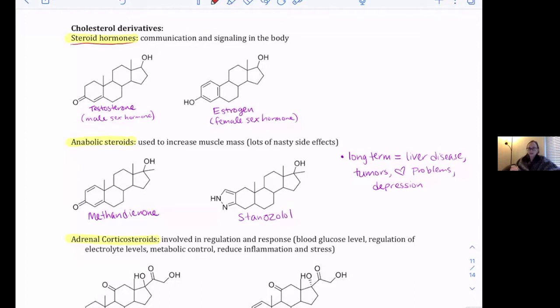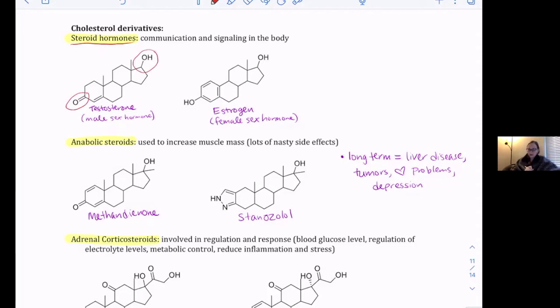It's particularly unique in that it's different from cholesterol. It has an alcohol up here instead of an alkyl chain, and then it has a ketone instead of an alcohol down here at the bottom. So this is, as you guys are aware, testosterone, the male sex hormone.